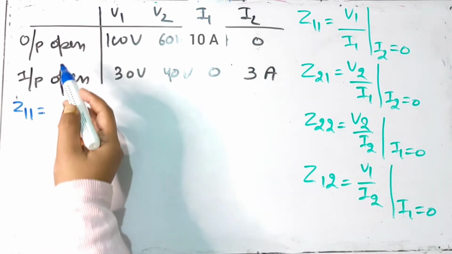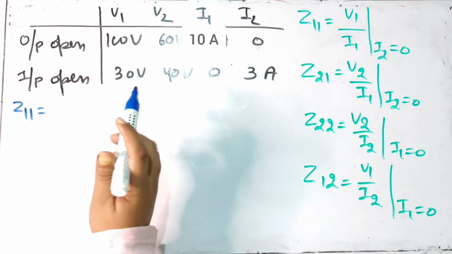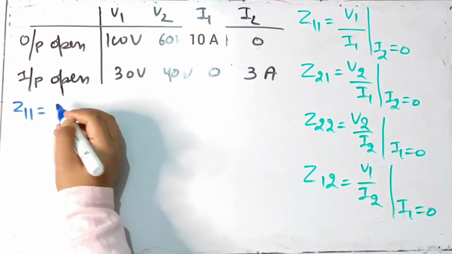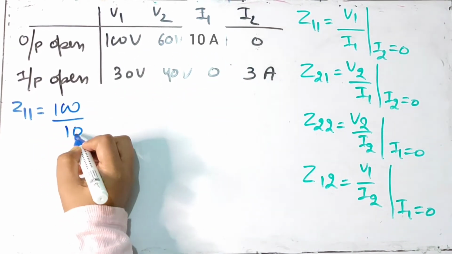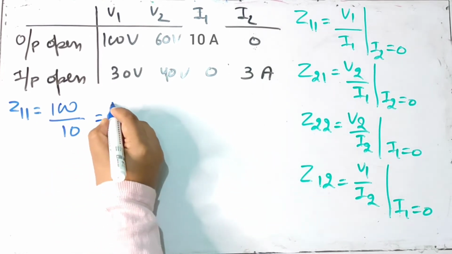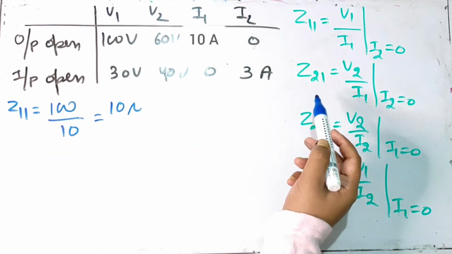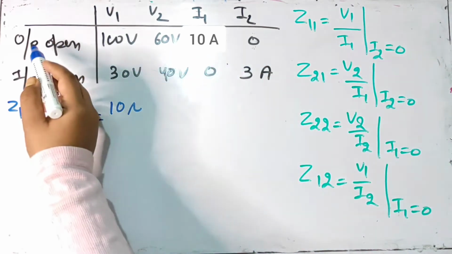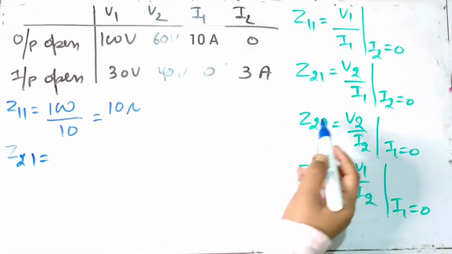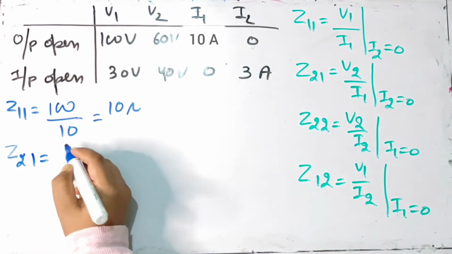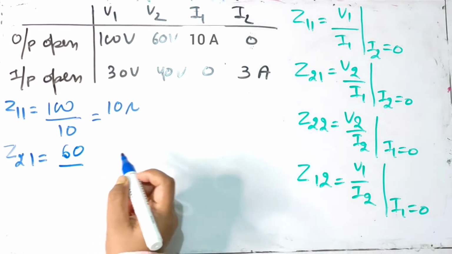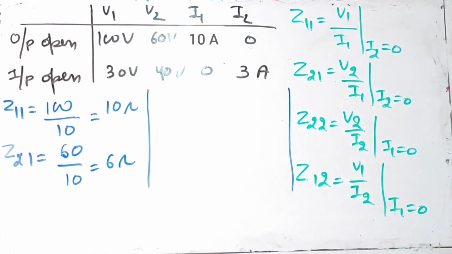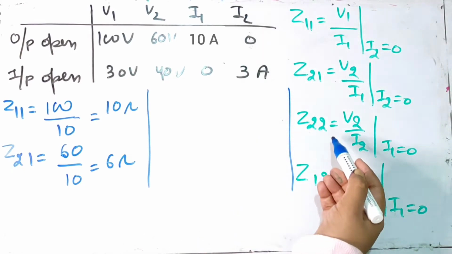So for Z11, we'll refer to the first column because here output is open. So Z11 is equal to V1 by I1. 100 volt by 10 amperes. And it turns out to be 10 ohm. Similarly, the value of Z21 will be found out when output current is 0. We'll refer to the first row again. Z21 is V2 by I1. It is 6 ohm.